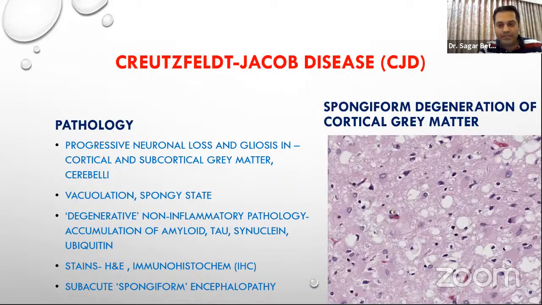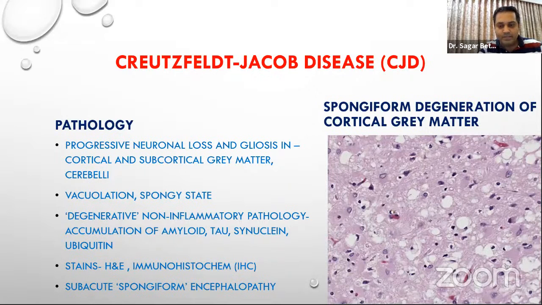So there are two stains which can demonstrate this on autopsy or biopsy. One is the simple H&E stain, which would show spongiform changes in layers 2 and 5 of the cortical gray matter, as well as the deep gray matter. It will also show the signs of usual degenerative disease, which may mimic a degenerative dementia, like the accumulation of amyloid, tau protein, alpha-synuclein, and ubiquitin, like any other degenerative condition.